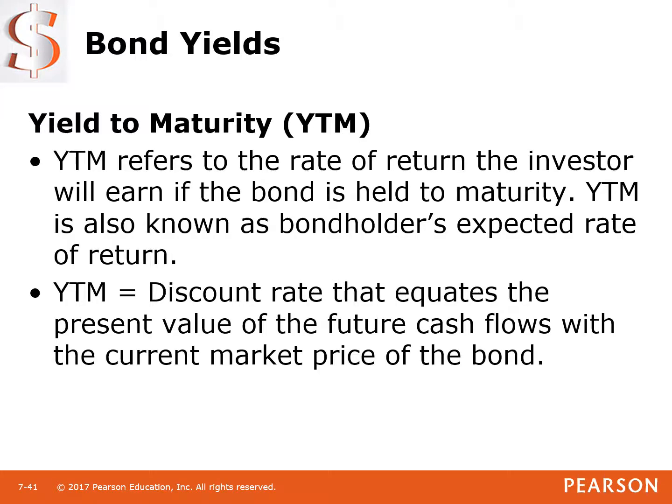Now a bond yield. Yield to maturity refers to the rate of return the investor will earn if the bond is held to maturity. And that is what we call the expected rate of return. So the yield to maturity is the discount rate that equates the present value of the future cash flows with the current market price of the bond.